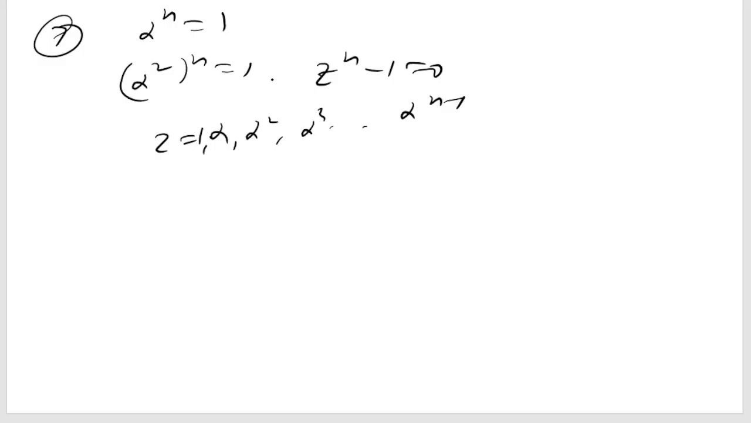So alpha square will also satisfy, alpha to the power q also satisfies. Satisfy means alpha cube to the power n minus 1 is 0. That's why whatever roots we substitute, 1 or alpha q, they are going to be 0.